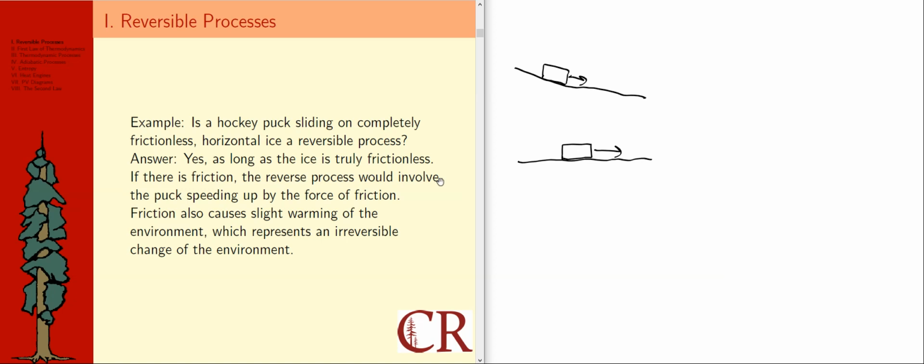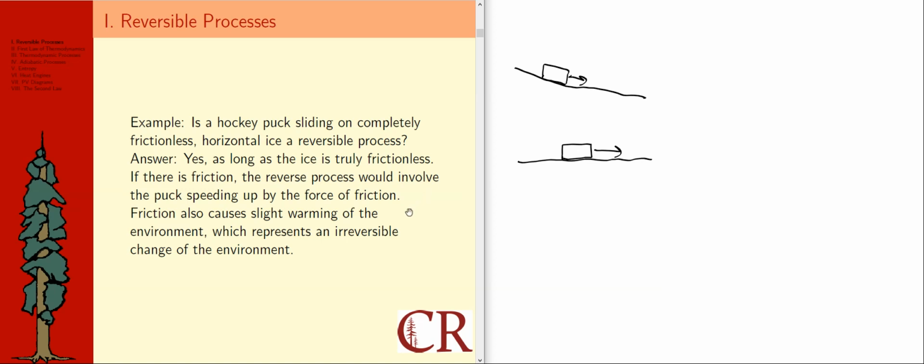So going on with the answer, it says if there's friction, the reverse process would involve the puck speeding up by the force of friction. So what that's saying is if there were friction, when you look at the video in reverse, instead of going faster at the beginning and then slower later on, it would start out slower and then speed up. And of course, that wouldn't make sense for something on a horizontal surface if nothing is pushing it, right?